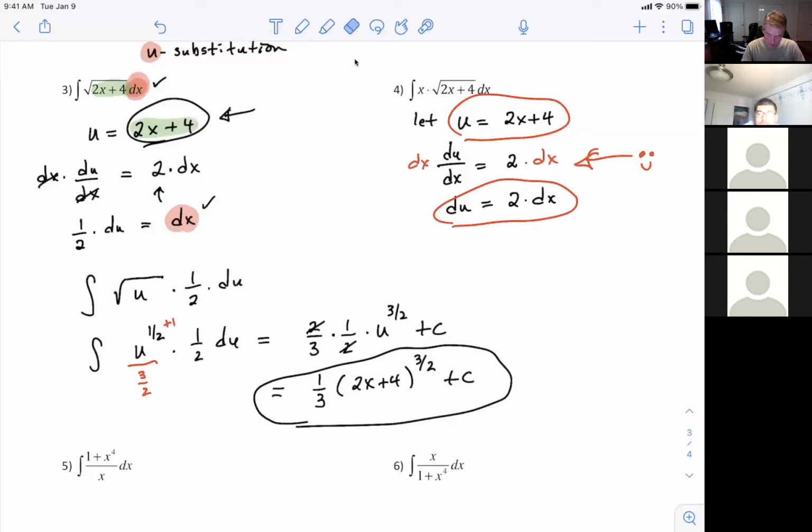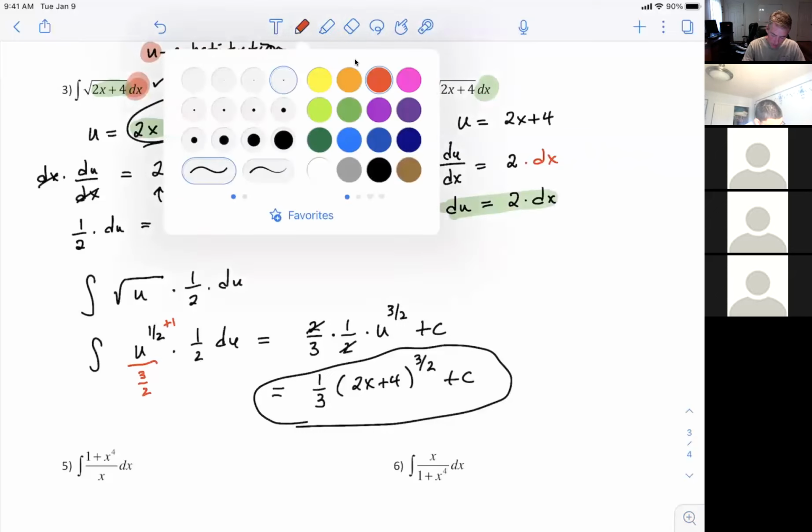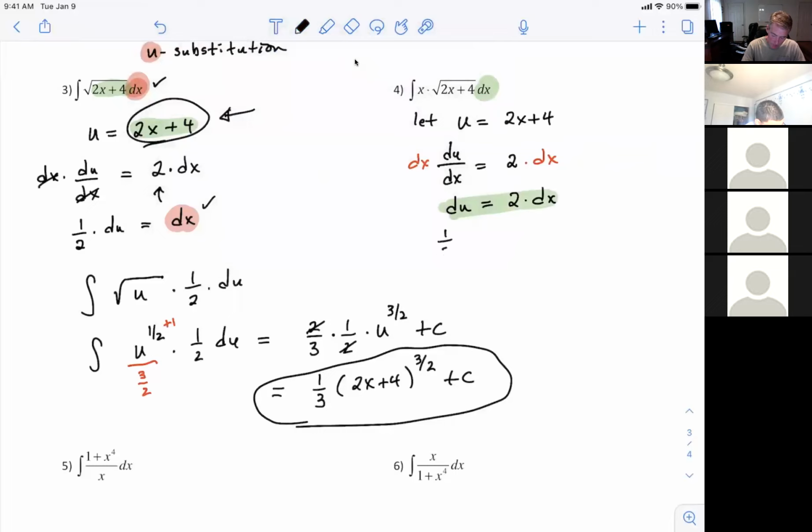Okay, now the next thing is you need to compare. Does this one have 2 times dx? No, it does not. So we need to get rid of this 2 so that we have just dx. And when you're on this step right here, the only thing you can do is multiply by a constant or divide by a constant. You cannot add or subtract, and you cannot use variables. You can only get rid of numbers by multiplying or dividing. So I'm going to multiply both sides by 1/2.